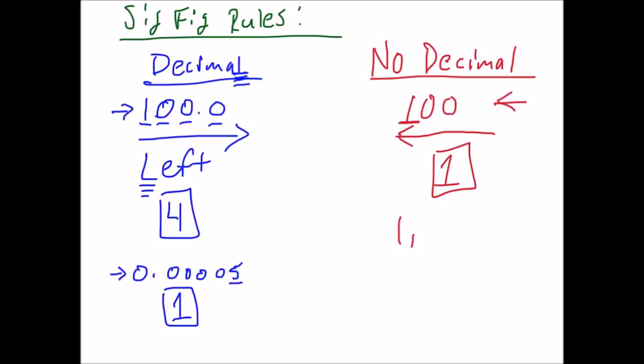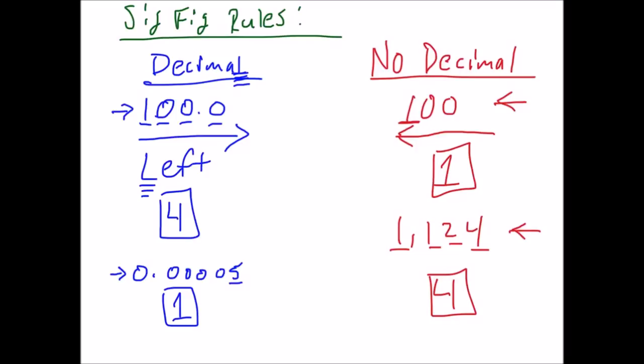What about this number? Let's apply our sig fig rules. Is there a decimal or no decimal? No decimal. So we'll start on the right hand side of the number and find the first non-zero digit. That would be 4. And then count that one and everything after it. So the 2, the 1, and the 1. So how many significant figures does this number have? 4.